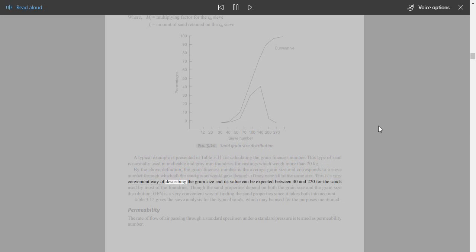This is a very convenient way of describing the grain size, and its value can be expected between 40 and 220 for the sands used by most of the foundries. Though the sand properties depend on both the grain size and the grain size distribution, GFN is a very convenient way of finding the sand properties since it takes both into account. Table 3.12 gives the sieve analysis for the typical sands, which may be used for the purposes mentioned. Permeability, the rate of flow of air passing through a standard specimen under a standard pressure, is termed as permeability number.